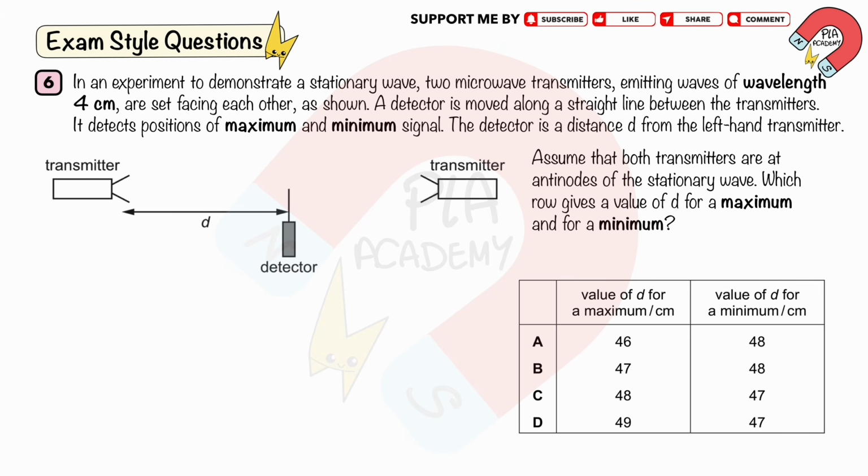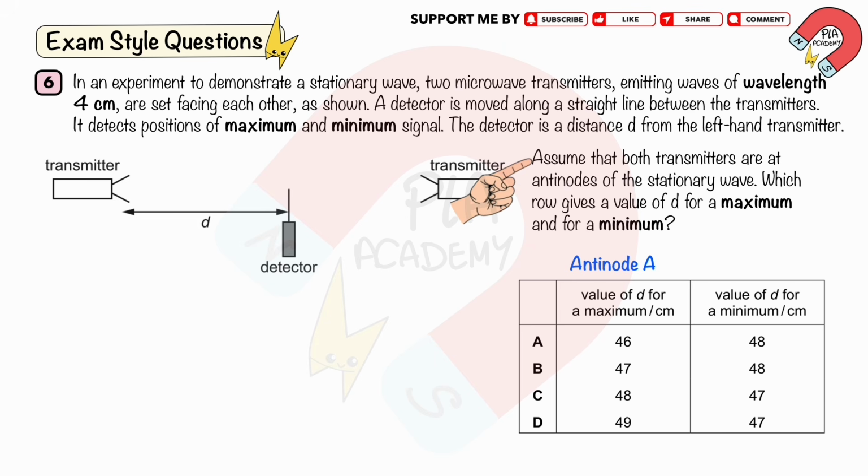Exam-style question 6. In an experiment to demonstrate a stationary wave, two microwave transmitters, emitting waves of wavelength 4 centimeters, are set facing each other, as shown. A detector is moved along a straight line between the transmitters. It detects positions of maximum and minimum signal. The detector is a distance d from the left-hand transmitter. Assume that both transmitters are at antinodes of the stationary wave. Which row gives a value of d for a maximum and for a minimum?